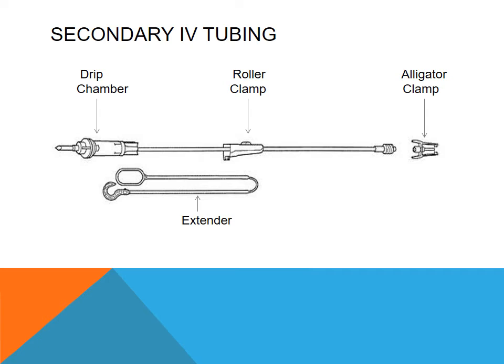In addition, you'll notice what's called the extender. The extender comes in the secondary tubing kit, and that is used to lower the primary IV fluid so that the secondary IV fluid is hanging higher. The secondary fluid must always hang higher than that of the primary fluid.